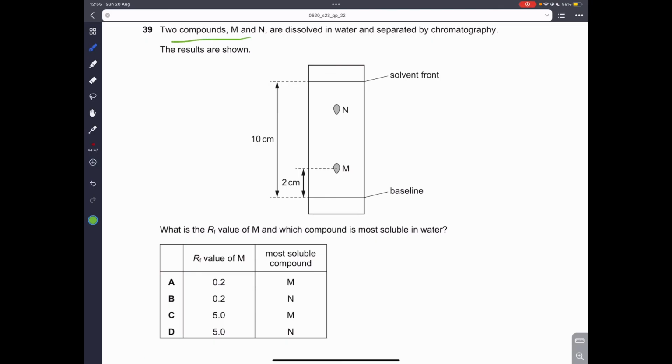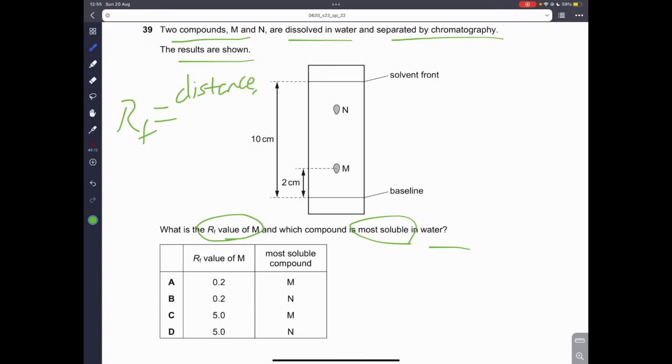39. Two compounds M and N are dissolved in water and separated by chromatography. The results are shown. What is the Rf value of M, and which compound is most soluble in water? Now this is paper chromatography, and you have to find the Rf value. So remember the Rf value formula. The Rf value formula is basically the distance traveled by substance over the distance traveled by the solvent.